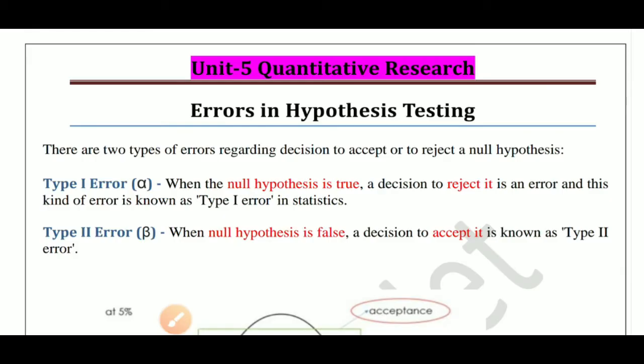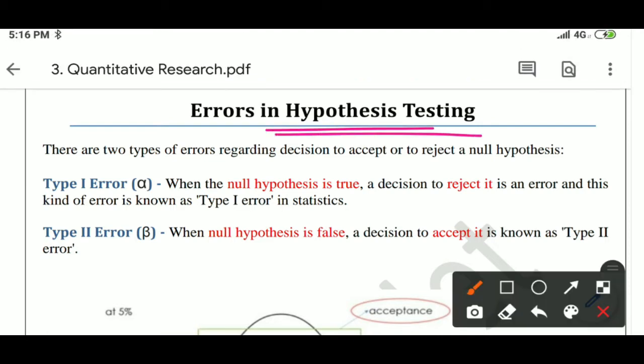Now let's understand the errors in hypothesis testing. When doing hypothesis testing, there is the possibility that the hypothesis will be accepted or rejected. If the researcher makes an error, there is the possibility that your null hypothesis, which should be accepted, may be rejected by the error, or when your null hypothesis should be rejected, it may be accepted by the error of the researcher.